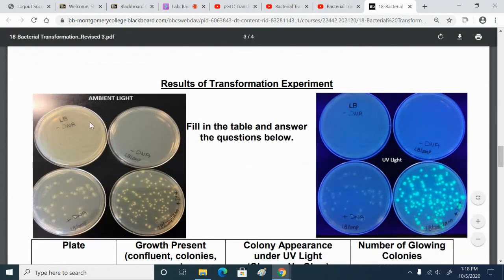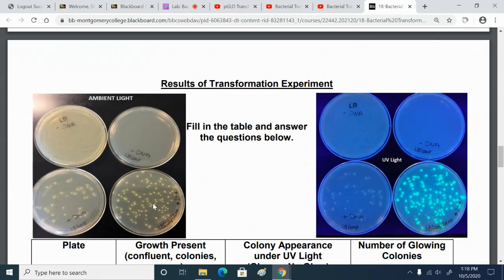So remember, we have our LB plates, LB ampicillin, another LB ampicillin, and the LB ampicillin arabinose plate. These 2 plates are just plain E. coli, no plasmid. These 2 plates have the plasmid. So we see lots of growth all over the surface of the LB plate that's just plain E. coli, but we have nothing on the plate with ampicillin.